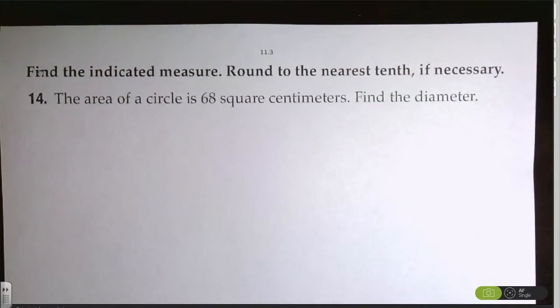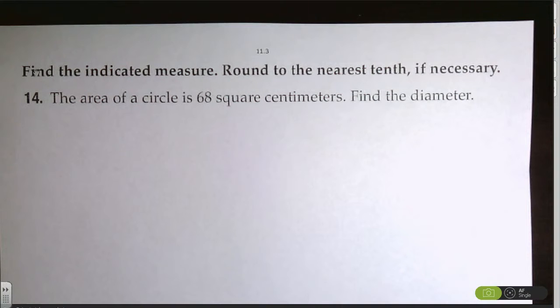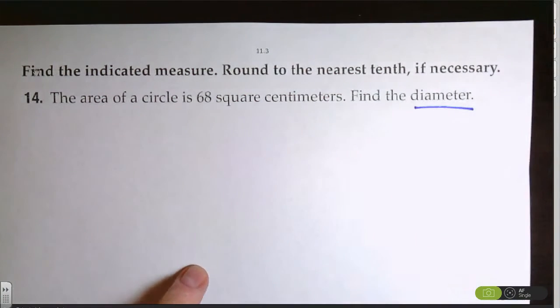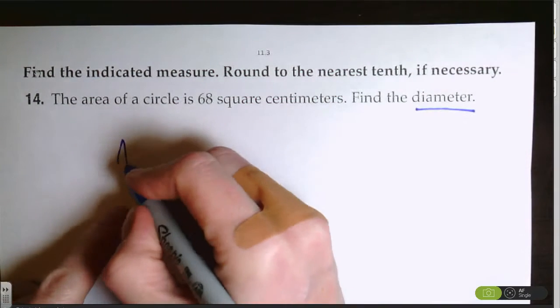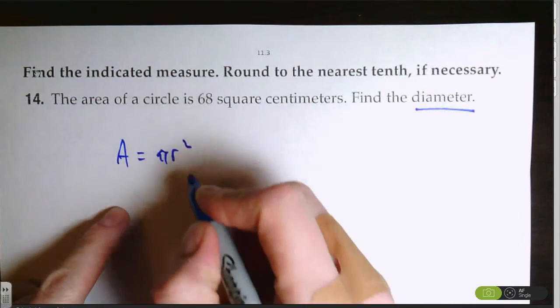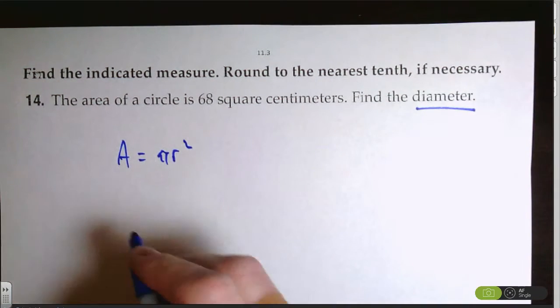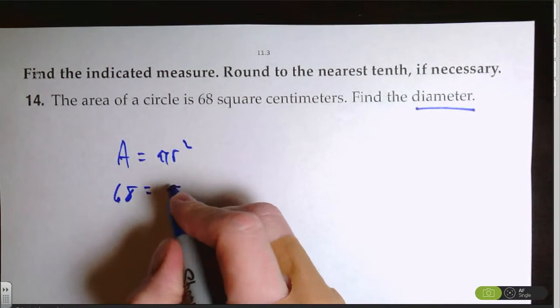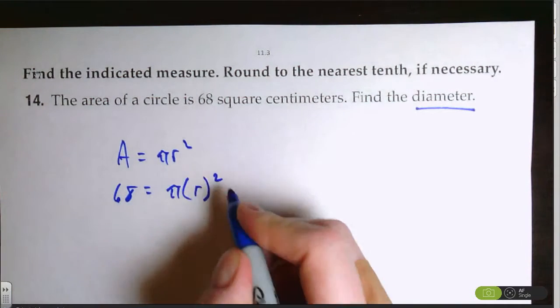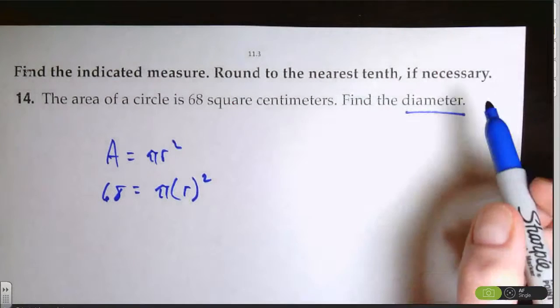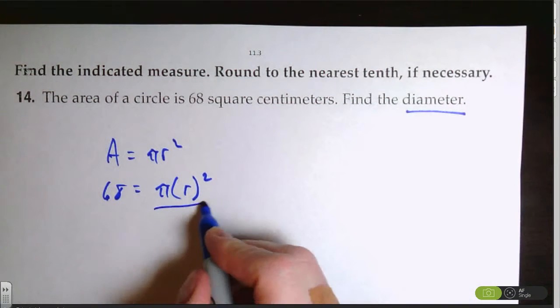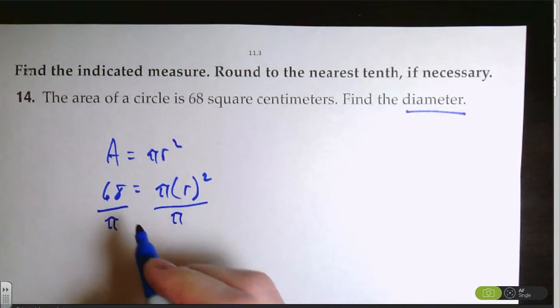Find the indicated measure, round to the nearest tenth if necessary. So we're looking for the diameter. Now that's important to us. We pay attention to that because area is pi r squared. So when we solve this, we'll get 68 equals pi times the radius squared. Well, I'm going to get the radius. I'll have to double it for the diameter. So the first thing I have to do is divide that by pi.